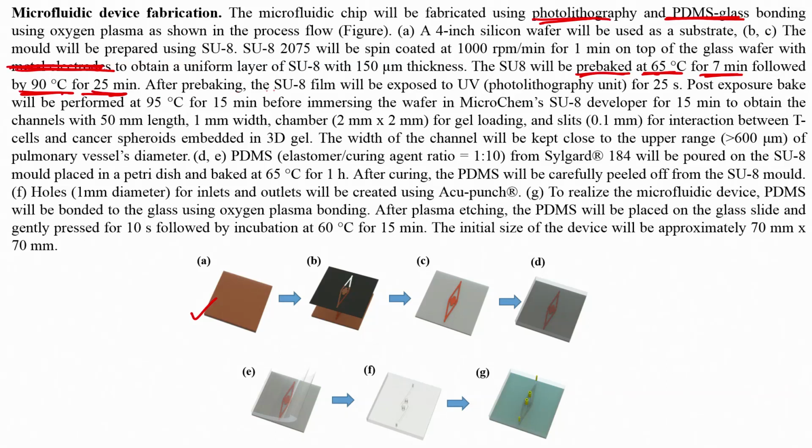minutes. After pre-baking, the SU8 will be exposed to UV lithography for 25 seconds. Post exposure bake will be performed at 95 degrees centigrade for 15 minutes before immersing the wafer in microchem SU8 developer. Once we do that, we can obtain channels with 15 millimeter length, 1 millimeter width, and chamber size of 2 millimeter.